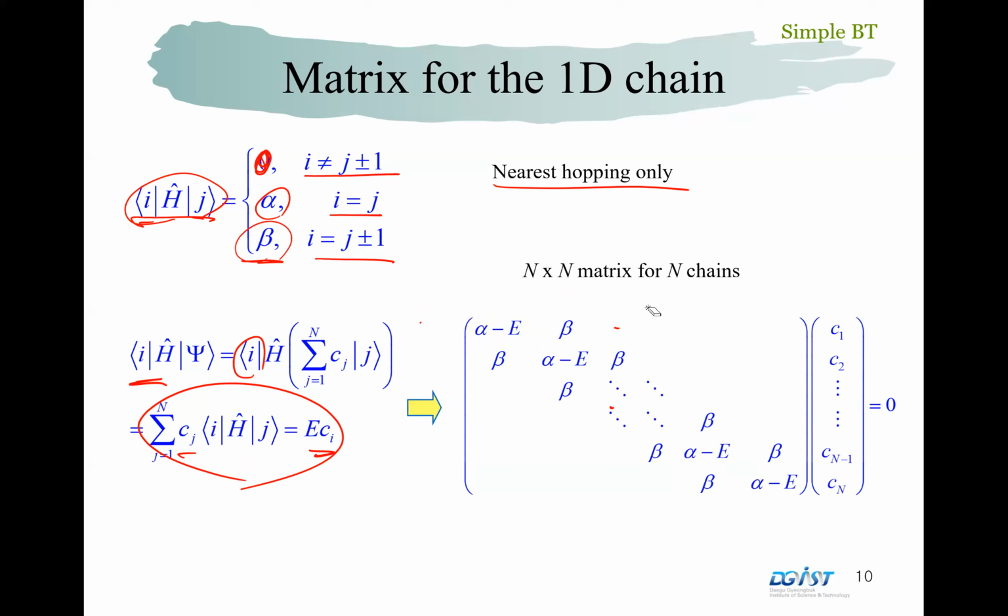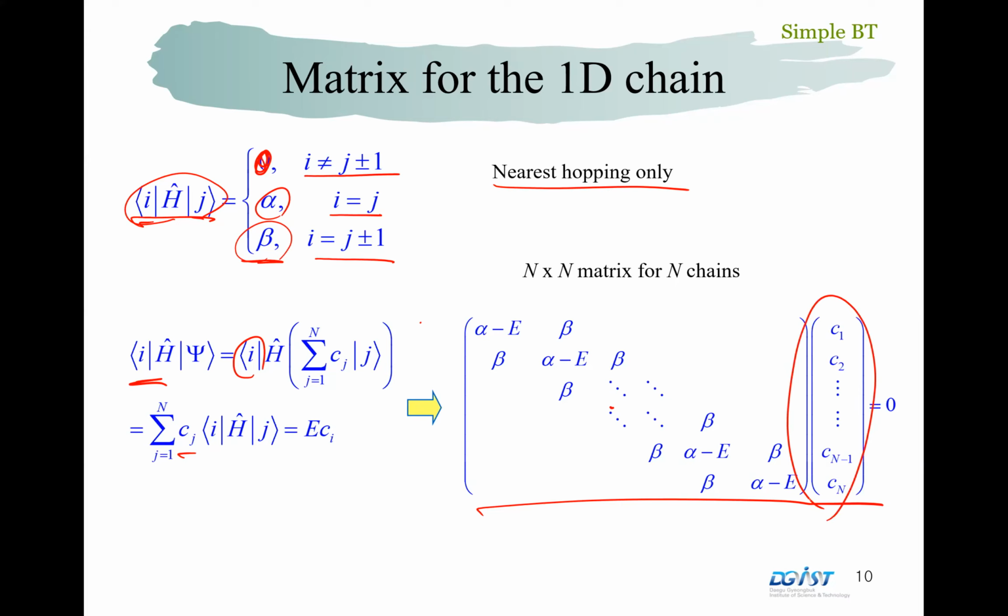The size of the matrix is the number of atoms n. So it is an n by n matrix, and we can write down this one in this form. So now what we have to do is find the condition for a non-trivial solution of these coefficients. This means the determinant of this matrix must be 0. Okay, it's the same idea.